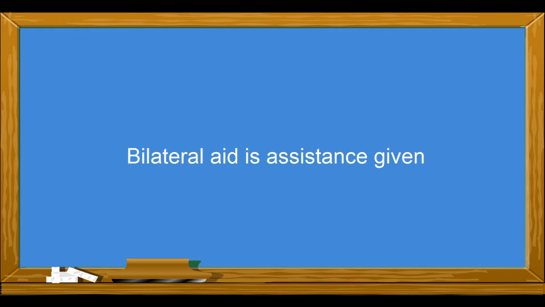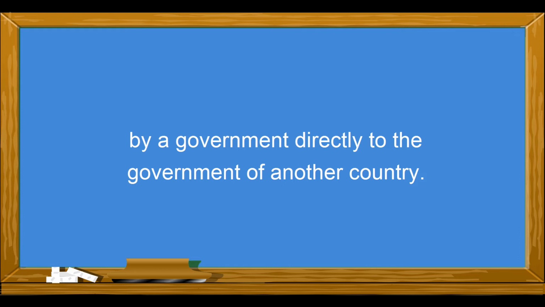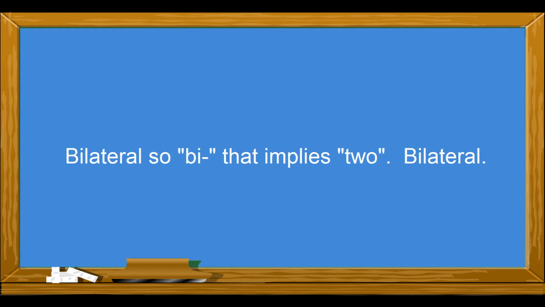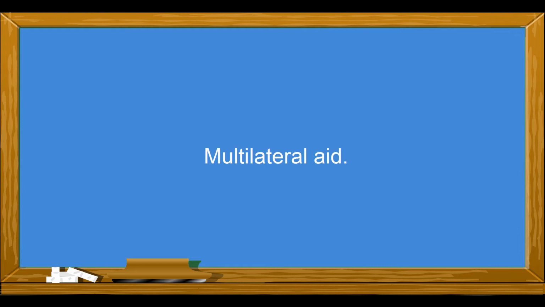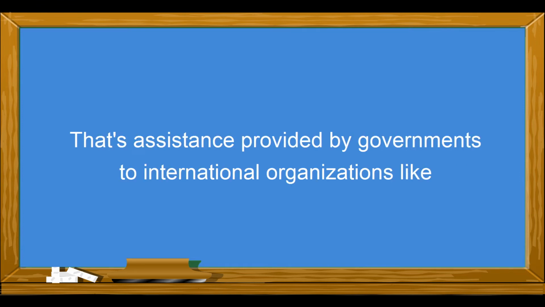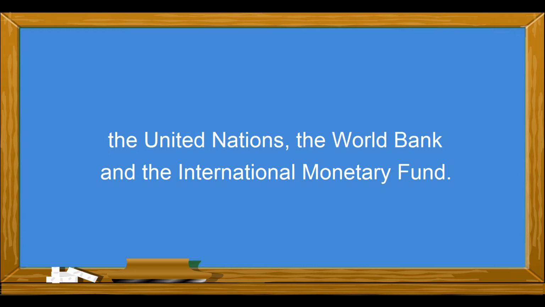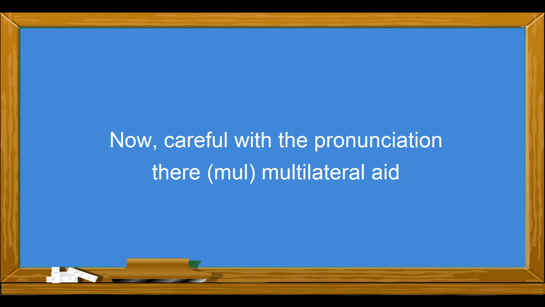Bilateral aid. Bilateral aid is assistance given by a government directly to the government of another country. Bilateral. So bi, that implies two. Multilateral aid. That's assistance provided by governments to international organizations like the United Nations, the World Bank, and the International Monetary Fund. Now, careful with the pronunciation there.